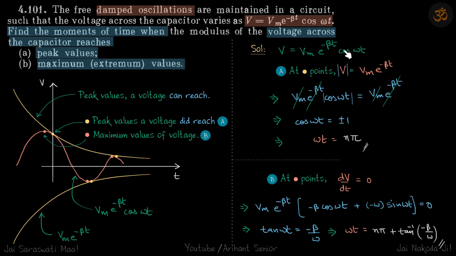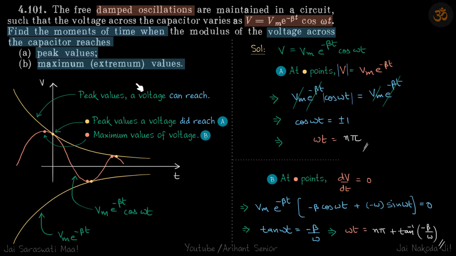So this is our equation. At peak values the voltage will be equal to amplitude. So V is equal to Vm e raised to power minus beta t. So that means cos omega t is equal to 1 or plus minus 1, because at the bottom also it's happening. So that's why we have taken a modulus. So voltage is reaching its amplitude, which means omega t is equal to n pi. So time will be n pi by omega.